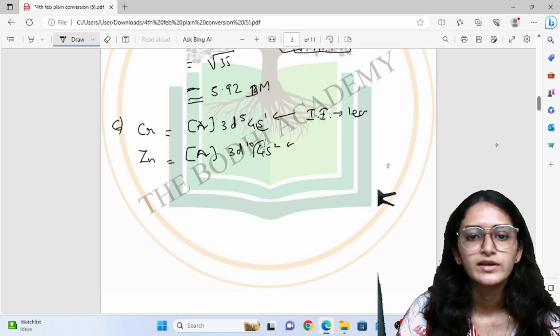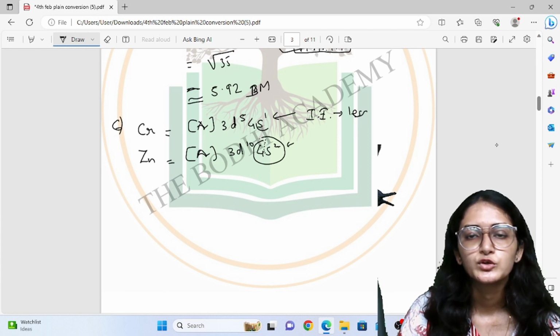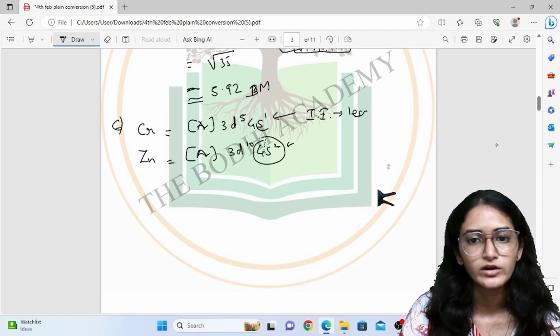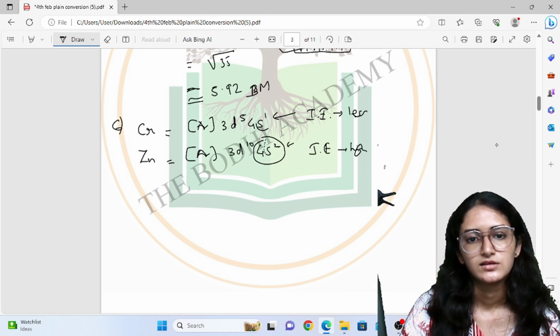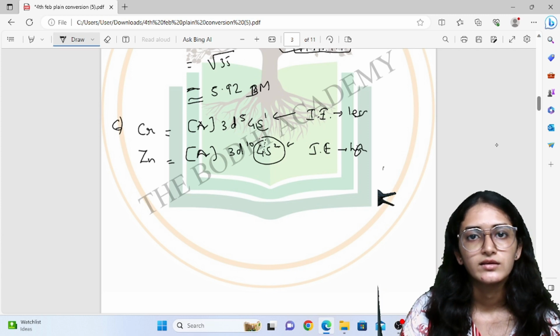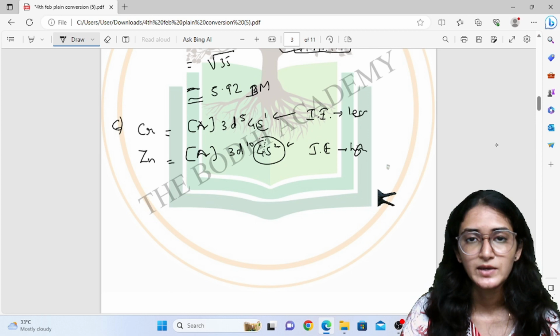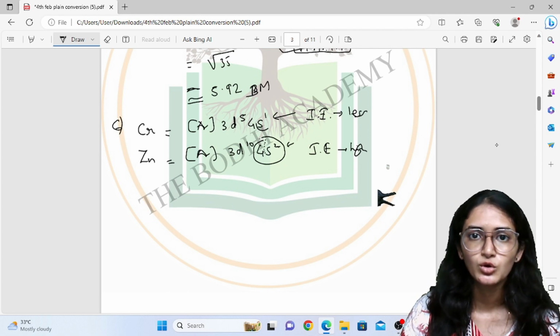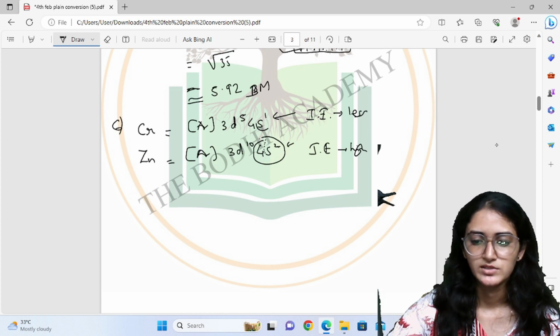But zinc has paired electrons, 4s2, so removing an electron from the paired orbital is not very easy. That's why its ionization enthalpy is higher than chromium. Everything depends on the electronic configuration of the elements, so you have to know the electronic configuration, especially of the 3d series. If you know this, you will be able to solve most of the questions from this chapter, d and f block elements.